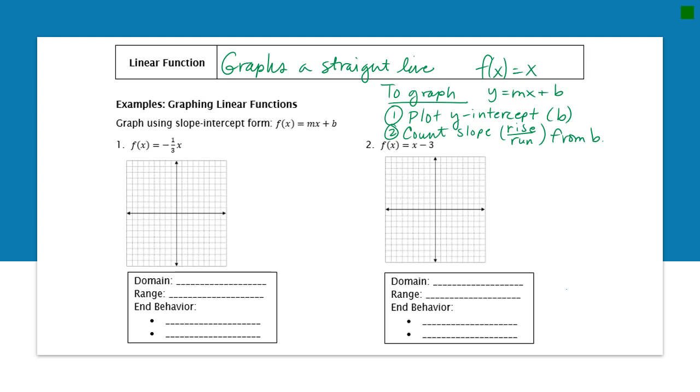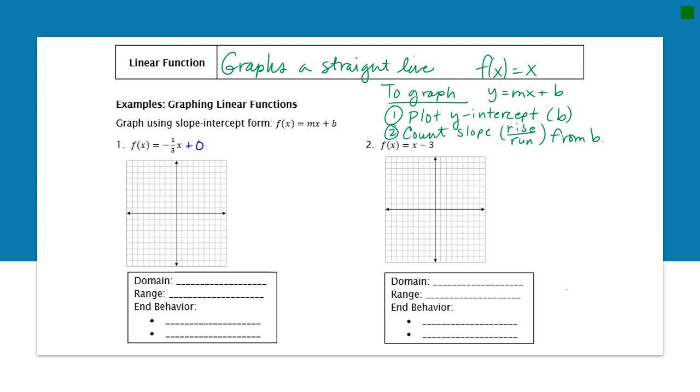So for this first example, it's asking us to graph f of x equals negative 1/3 x. The first thing that's a little bit strange is that there's no b value. There's no plus or minus a number. So what you can do to make that look a little bit better is add a plus 0. It doesn't change anything, but now you can actually see the b value.